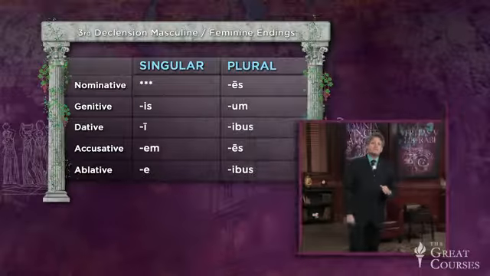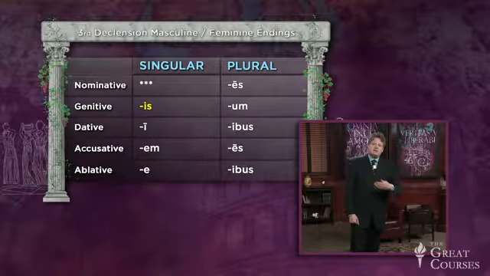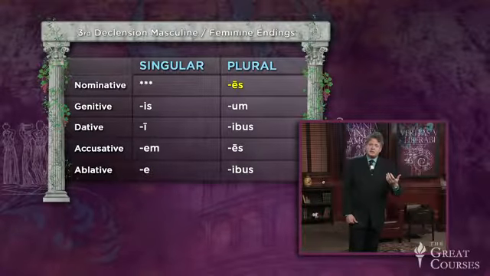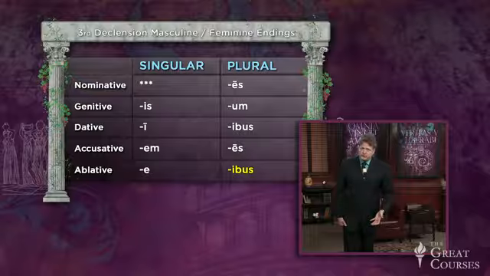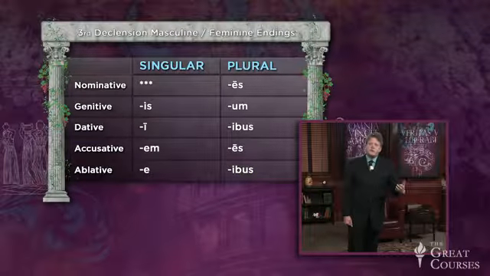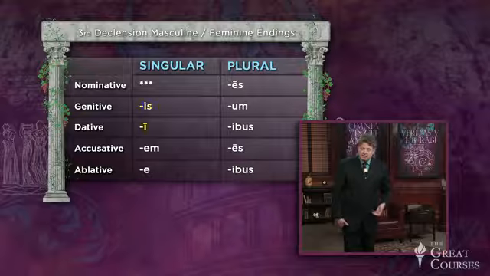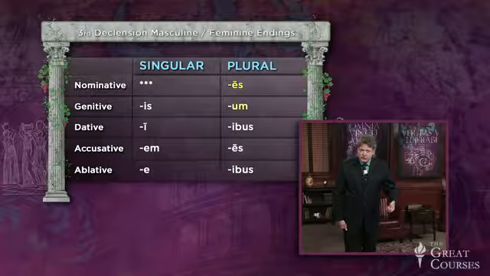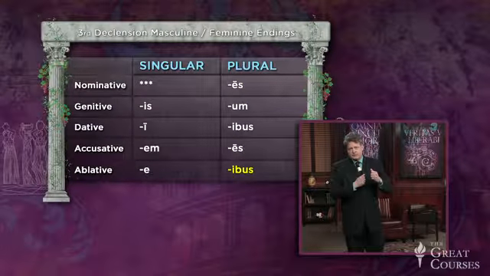Verbs are where the action is, but we have looked at things too, substantives, nouns, both common and proper. Let us review the endings of the third declension, masculine and feminine nouns. Please repeat after me. In the singular, blank, is, em, e. And in the plural, es, um, ibus, es, ibus. Iterumque. In the singular, blank, is, em, e. And again in the plural, es, um, ibus, es, ibus.